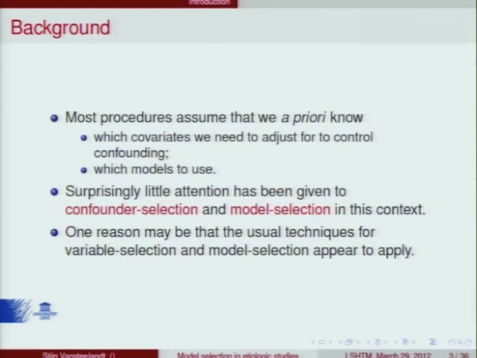There's been some work by mainly Sander Greenland, I would say, which is very interesting. There's a bit of work by Mark van der Laan. There's a couple of people who have worked on this, but not too much, considering that all of us, I think, are facing the issue how to select confounders and how to build models within this specific context. And perhaps one reason is that we can still help ourselves with the usual traditional variable selection tools that we have readily available.